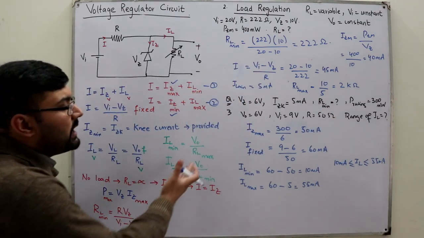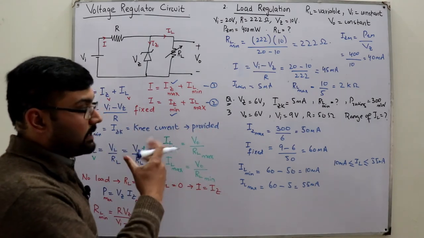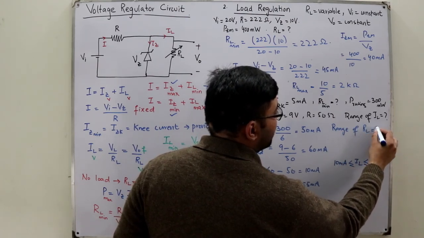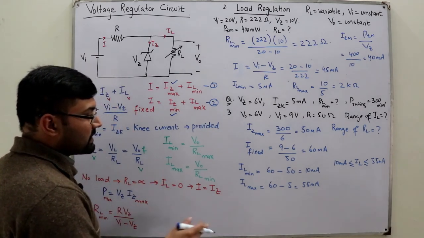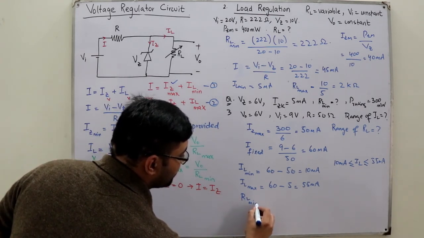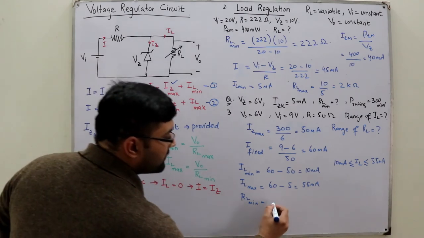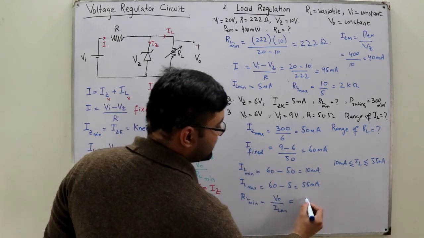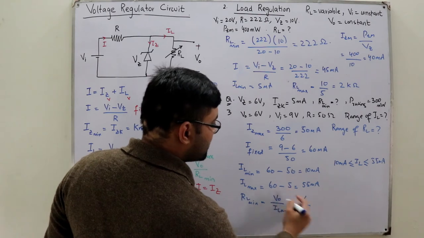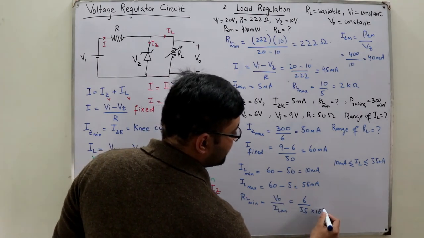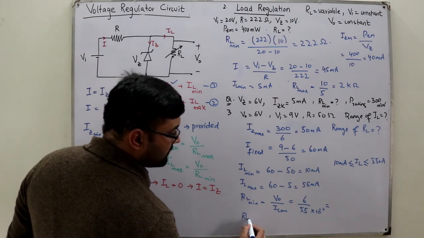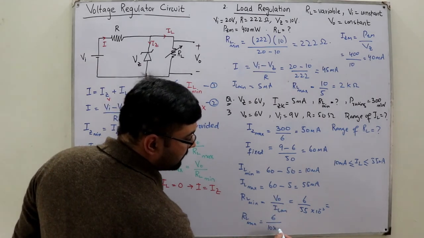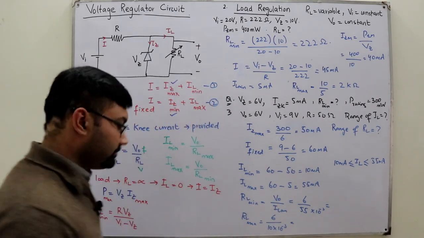Now if you're also asked about the range of the load resistance RL, you can also calculate it over here. RL minimum is V naught divided by IL maximum. V naught is 6 volts and IL maximum is 55 milliamperes. So you calculate it. Similarly, RL maximum would be V naught, which is 6, divided by IL minimum, which is 10. You can find that.